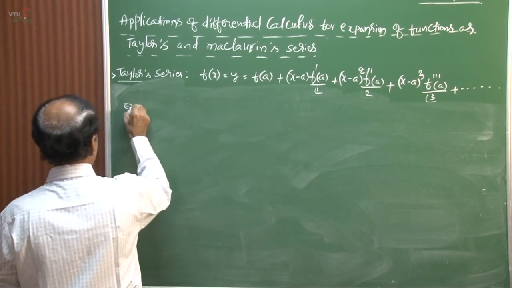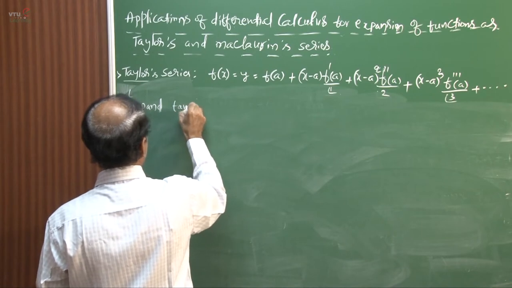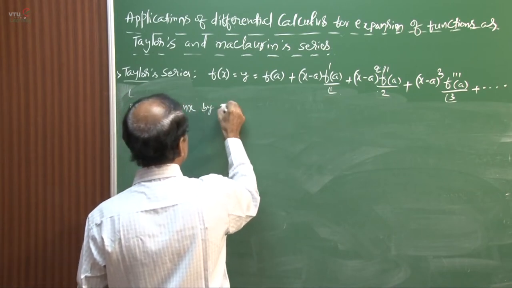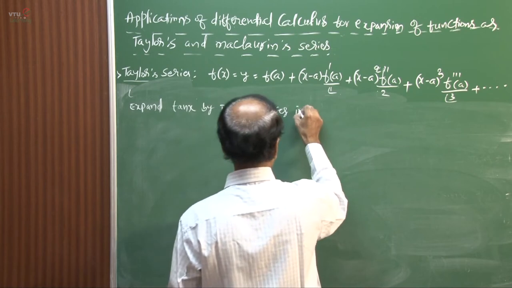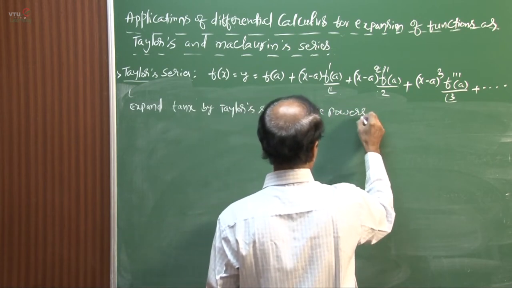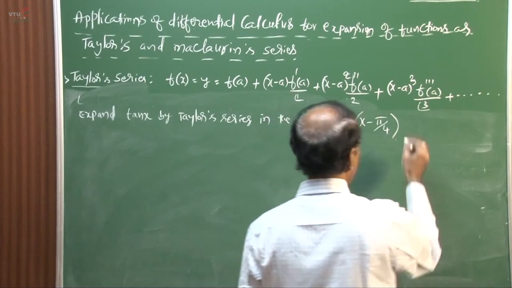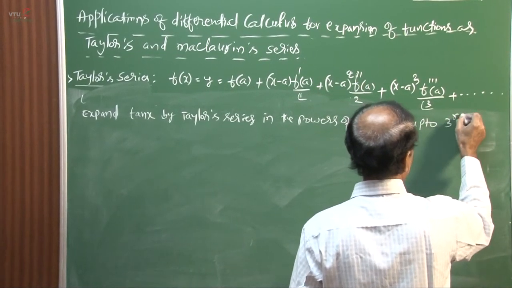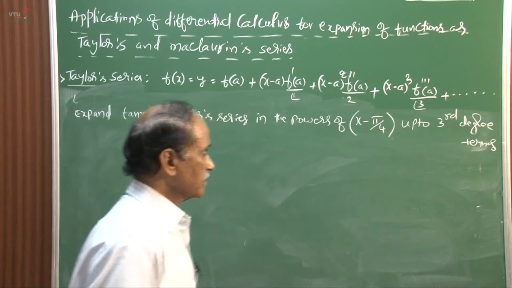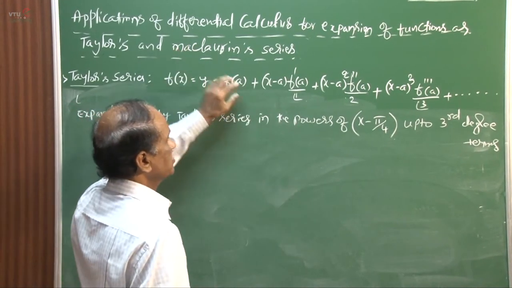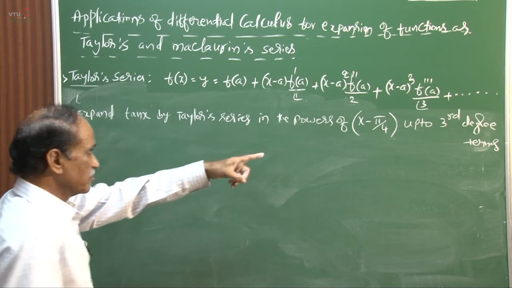Expand tan x by Taylor series in the powers of x minus pi by 4 up to third degree terms. Third degree terms means up to third order derivative. This is the expression you have to use. Instead of x into f of 0, here it is x minus a into f of a, where a is nothing but that point, whatever it is given.